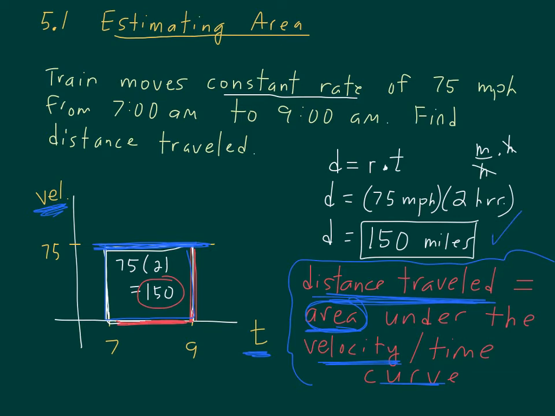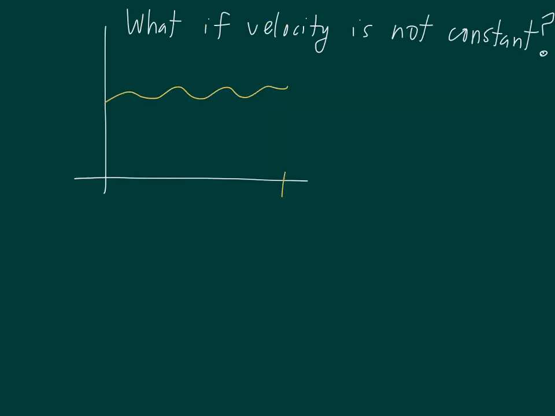Well, what if our speed, what if our rate is not constant? What do we do if it's varying? Well, that's our next example here. So what if the velocity is not constant? What if we're talking about a velocity time graph again, and you can see the velocity is not a nice straight line going across. So how would we find the area underneath this curve? That's the question we're looking at here. So how do we find this area?